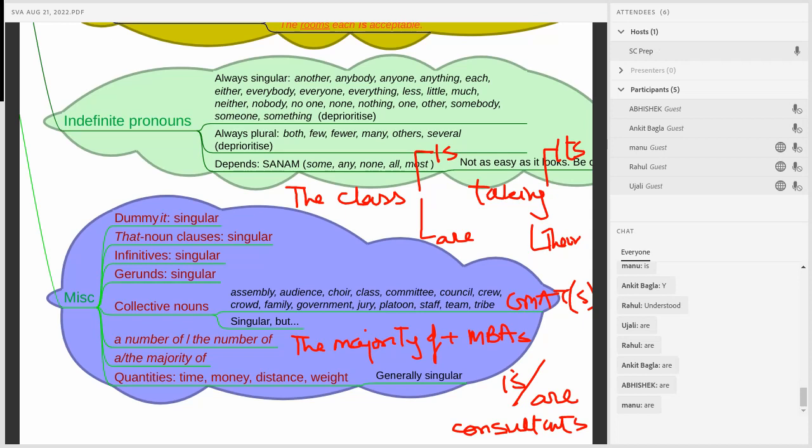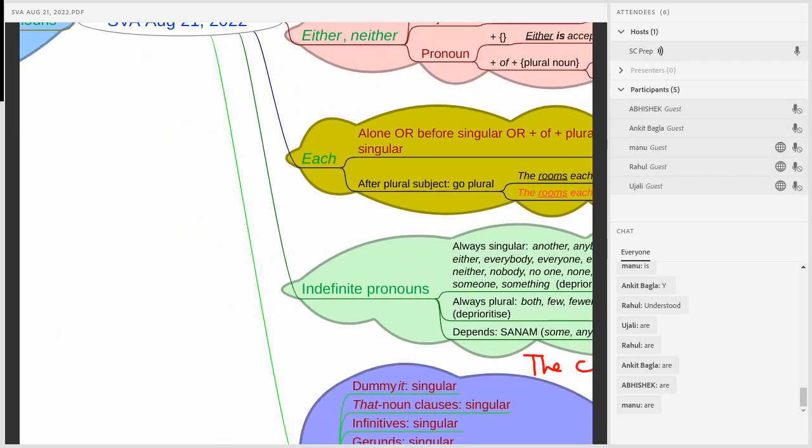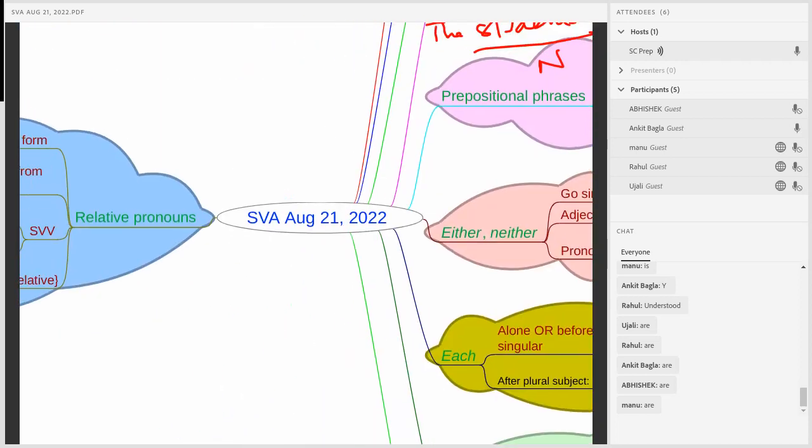And the final one, quantities. So in terms of time, money, distance, weight, generally singular. If you're talking about time, money, distance, weight, you generally tend to go singular. This is not a hard and fast rule, but generally singular. All right, that brings us to the end of the right hand side. As I said, the right hand side is relatively straightforward. It just needs memorization.